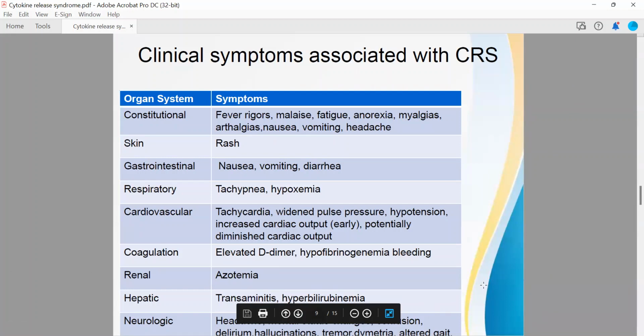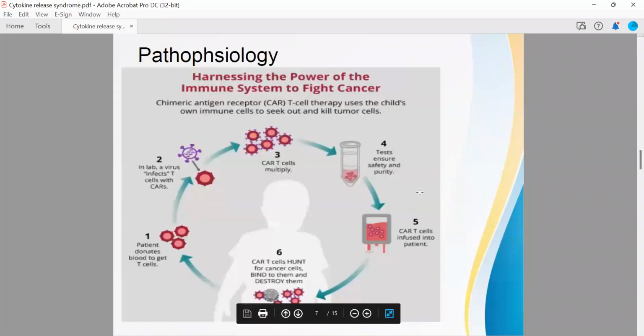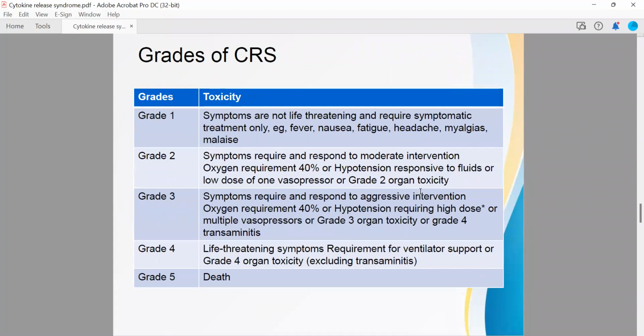Great, next comes the grades of CRS. We have a total of 5 grades.